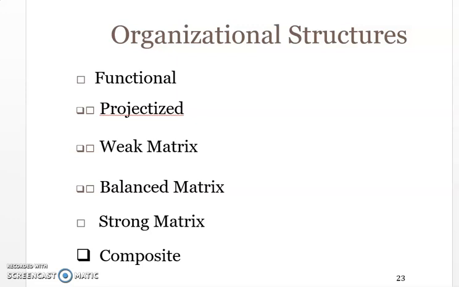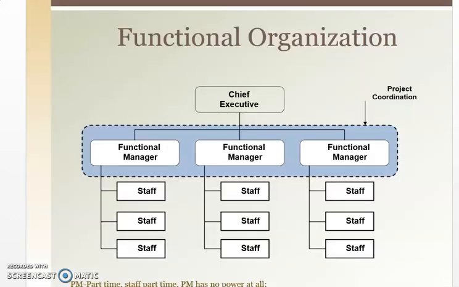These are the types of organizations: functional organization, projectized organization, weak matrix organization, balanced matrix organization, strong matrix organization and composite organization. First one is the functional organization. This is the organizational structure of this type of organization. There are functional managers, and under each functional manager there are staff assigned.